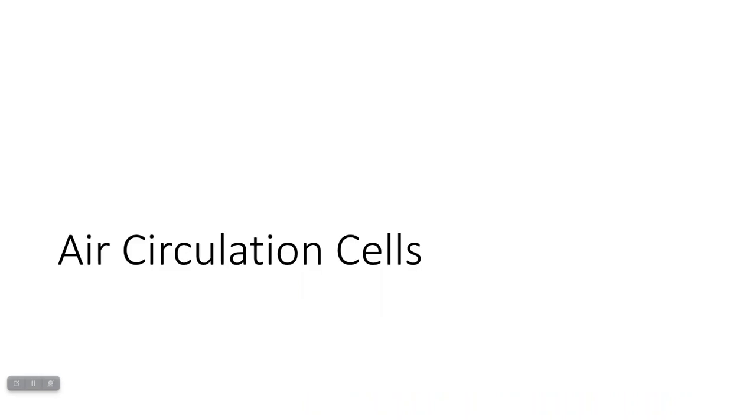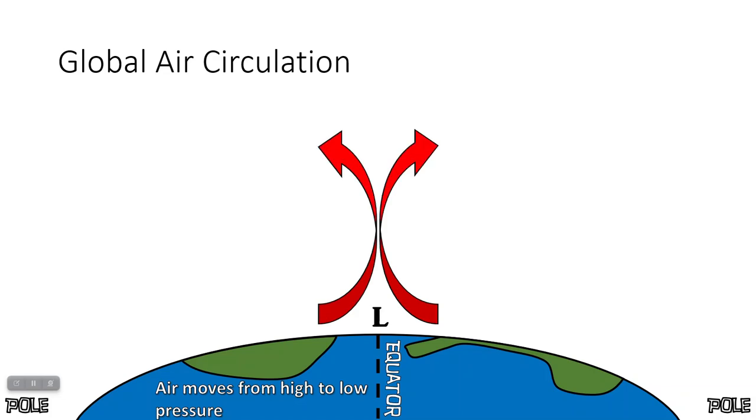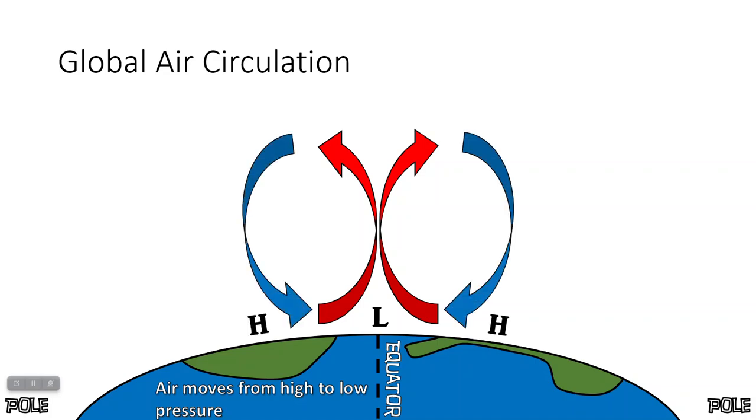So now we're going to talk about what are called air circulation cells. Let's look at how air circulates. We have the equator right here, and the poles on either the left or the right side. When you have the most direct heat coming to the equator from the sun, that's going to cause warm air to rise because it becomes less dense. Once it reaches the upper areas of the troposphere, it's going to get colder and sink. So that causes high pressure areas.